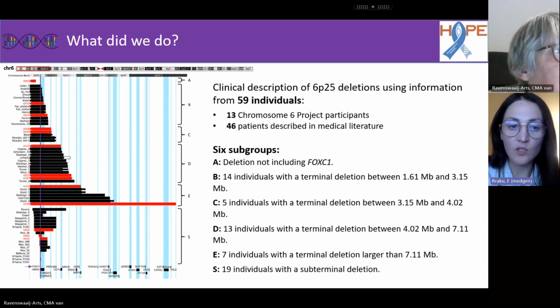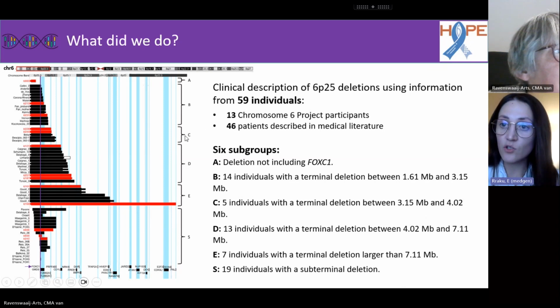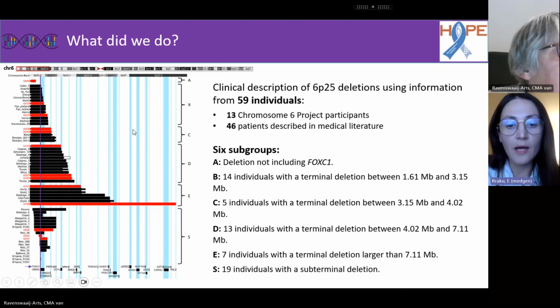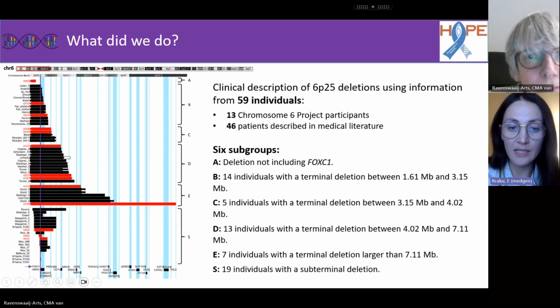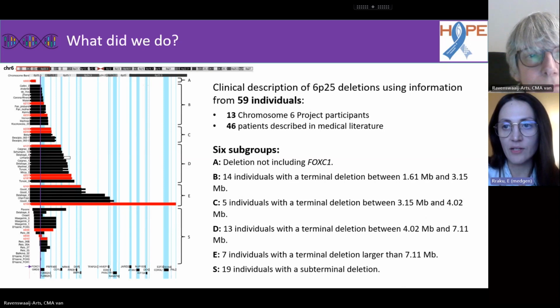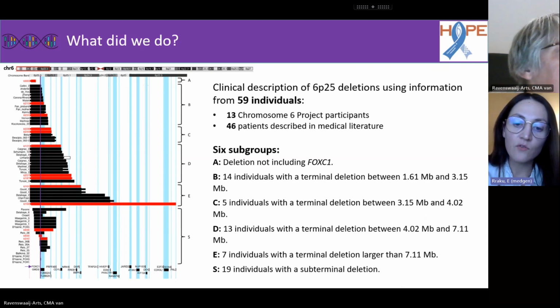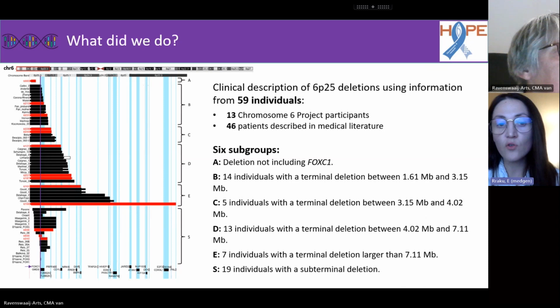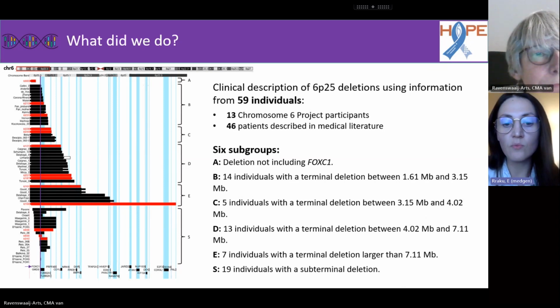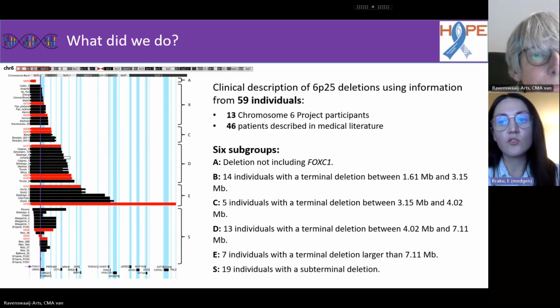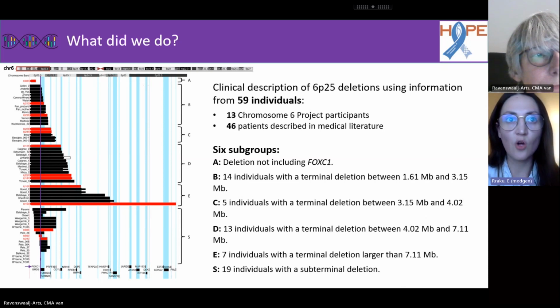Subgroup C had 5 individuals with deletions that were slightly larger, so up to 4.02. Subgroup D had 13 individuals with terminal deletions up to 7.11 MB, and subgroup E had the largest terminal deletions, so larger than 7.11 MB in size. The 19 individuals in our cohort that had a subterminal deletion, so they did not extend to the end of the chromosome, were grouped separately. What we did is we looked at the phenotypes of each subgroup and the whole group and made a description of the features that were seen more commonly.